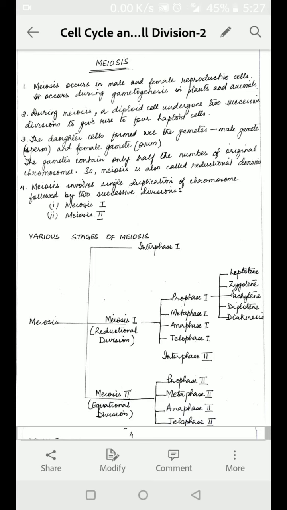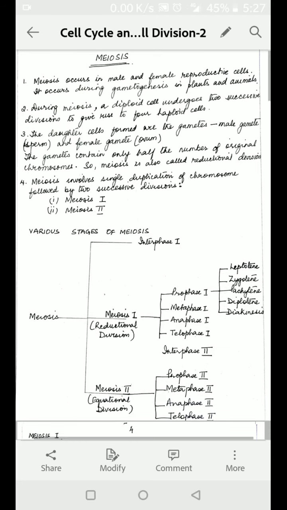Now, as I told you, meiosis involves two successive divisions, meiosis 1 and meiosis 2, and the various stages of meiosis I have just listed here. You can see that before cell division occurs, the cell enters a resting stage which is called interphase. Then meiosis 1 takes place, which is actually the reductional division, and here the chromosome number will become half.